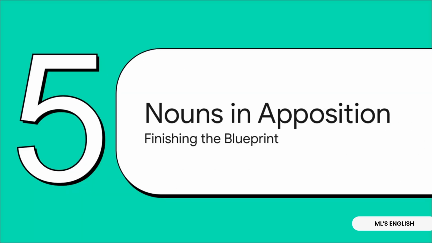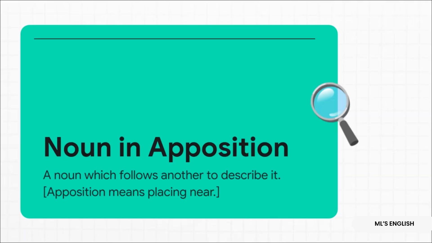All right, we are at the final piece of our sentence blueprint. This last one is a really neat technique that lets you add extra info to your sentences in a way that's super elegant and efficient. The official term is noun in apposition. And the word apposition itself gives us a huge clue. It literally means placing near. And that's all it is.